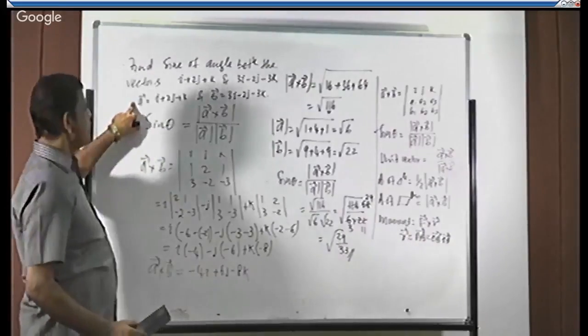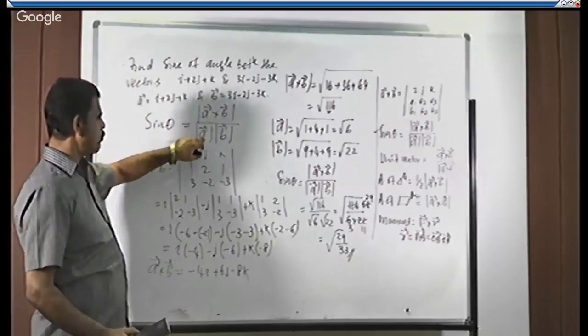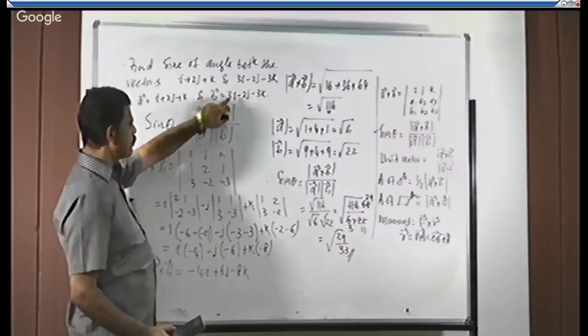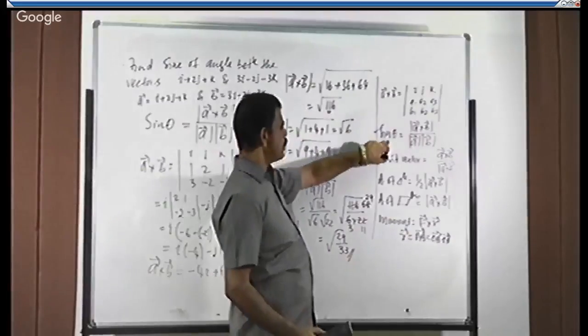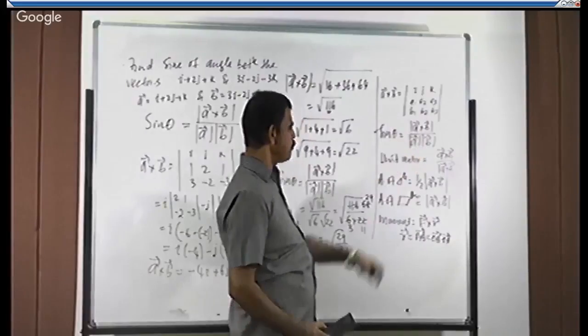This way, we need to find A cross B, magnitude of A cross B, magnitude A, magnitude B, and we need to substitute in the formula: sine theta is equal to magnitude of A cross B by magnitude A, magnitude B.